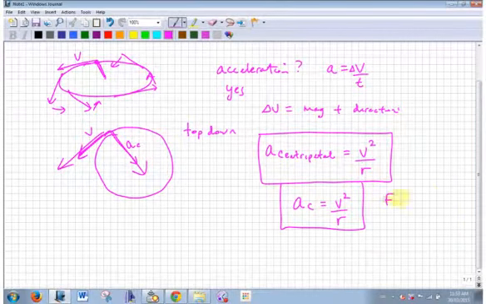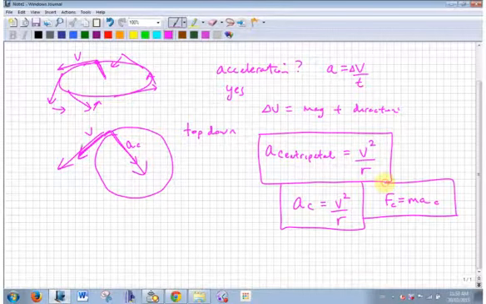Also, we know this formula, so that also applies. That's Newton's second law. Force is a product of mass times acceleration. So if the acceleration now is centripetal, then we also have a centripetal force.